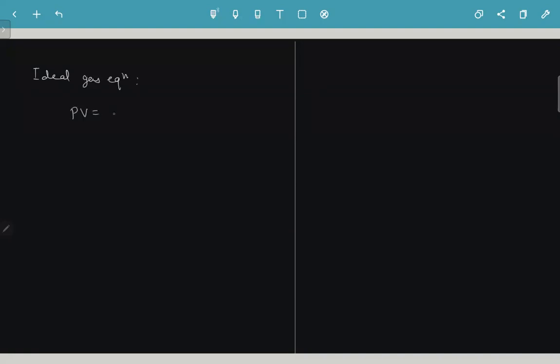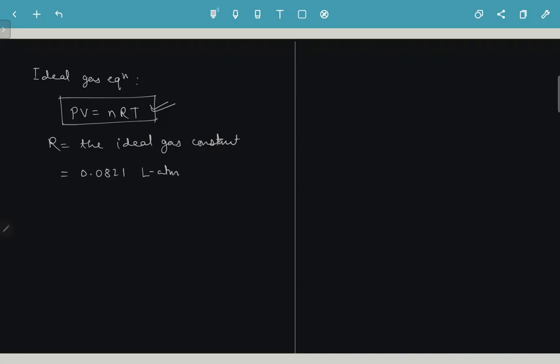pressure into volume is equal to number of moles into R into T, where R is a constant. This is the ideal gas equation. R is called the ideal gas constant. It is the universal gas constant, the ideal gas constant or the universal gas constant. The approximate value is 0.0821 liter atmosphere, mole inverse, Kelvin inverse, which is also approximately taken as 1/12. Its value in SI units is 8.314 joules, mole inverse, Kelvin inverse.